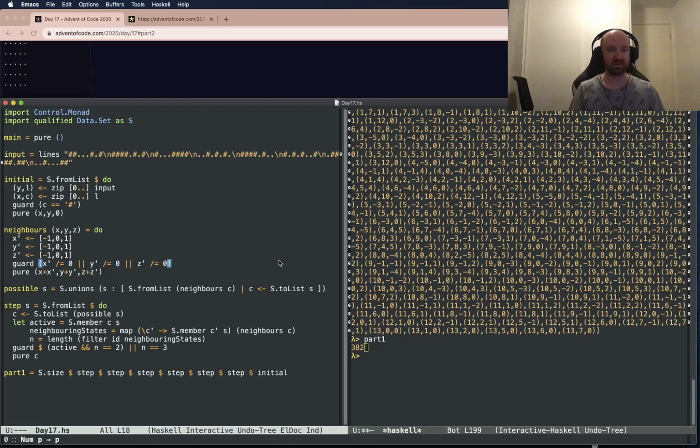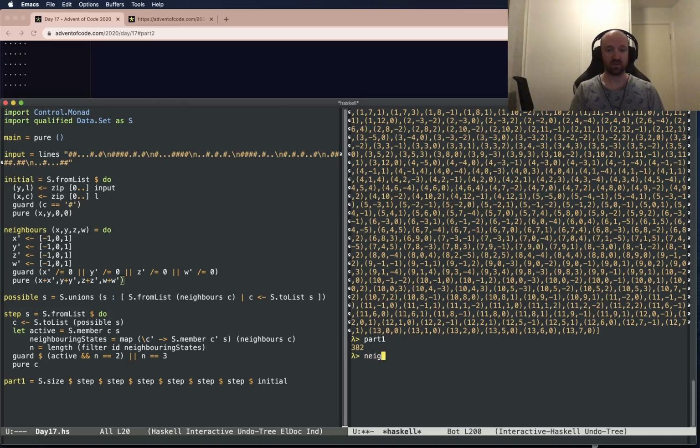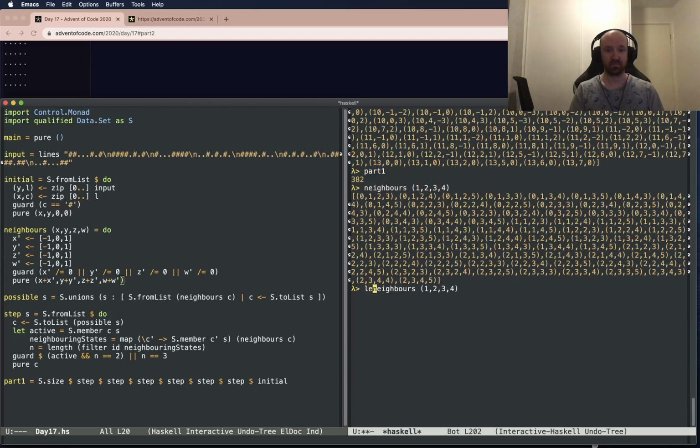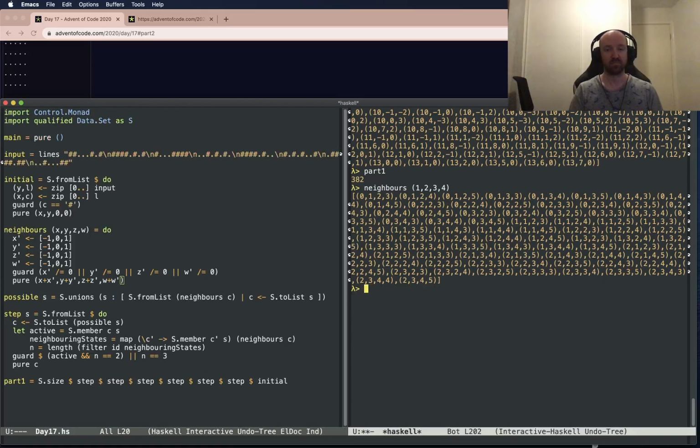This doesn't seem like a hard change from what we've got. So our initial state is x, y now, 0, 0. And we have to throw in a w. These all become x, y, z, w. W is not 0. So let's just check the neighbors of 4. Didn't like that. 80.